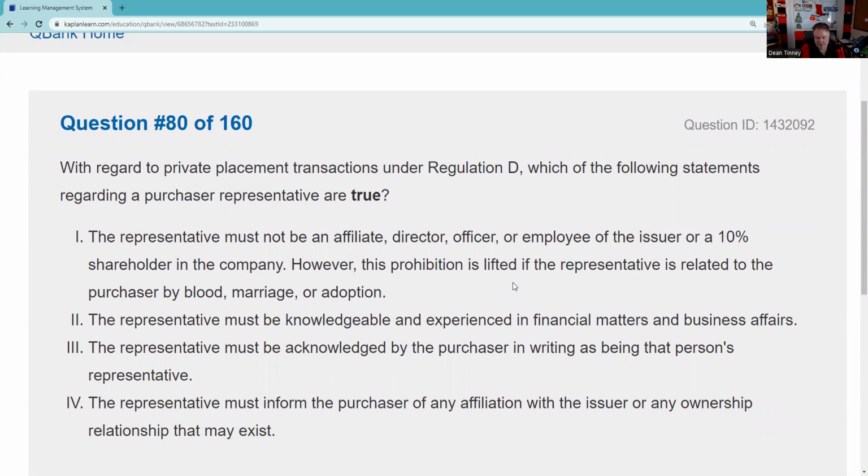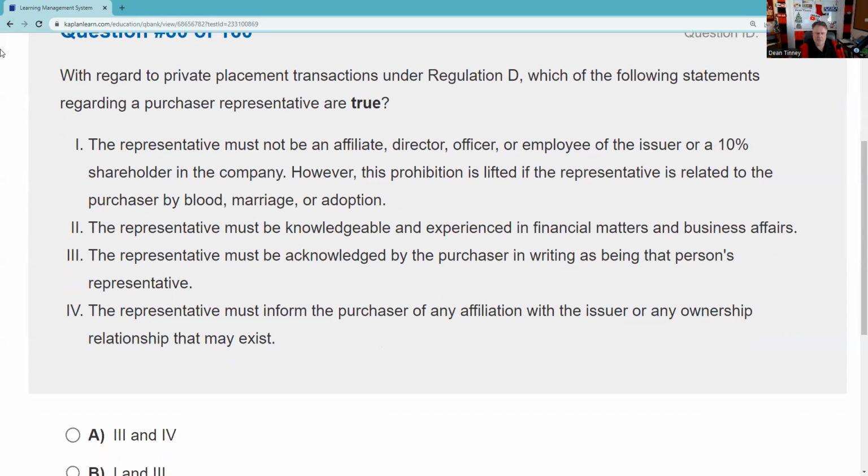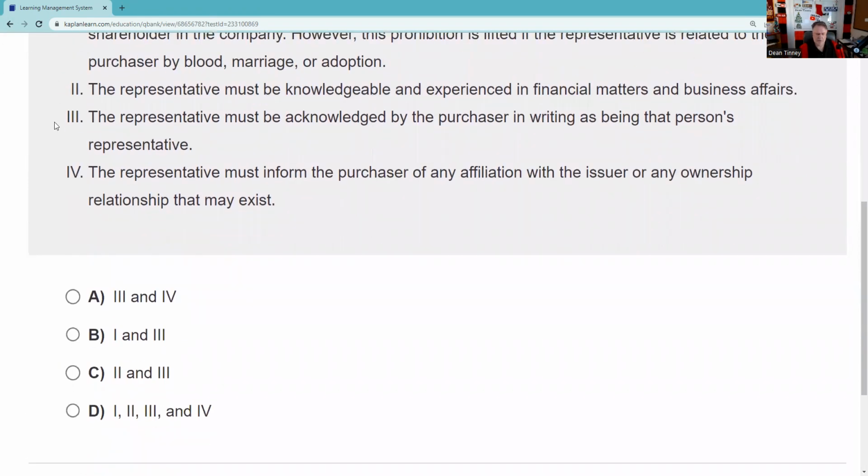However, this prohibition is lifted if the rep is related to the purchaser by blood, marriage, or adoption. That's true. The purchaser representative must be knowledgeable and experienced in financial matters and business affairs. So what we're going to basically say to the customer is, you didn't rely upon us to make this investment in the private placement. You relied upon your purchaser representative who was knowledgeable and experienced. The representative must be acknowledged by the purchaser in writing as being that person's representative. True, and the representative must inform the purchaser of any affiliation with the issuer or ownership relationship that may exist. That is true. It is 1, 2, 3, and 4.